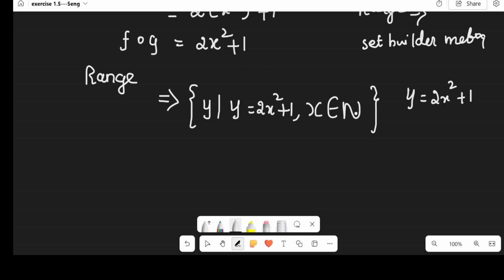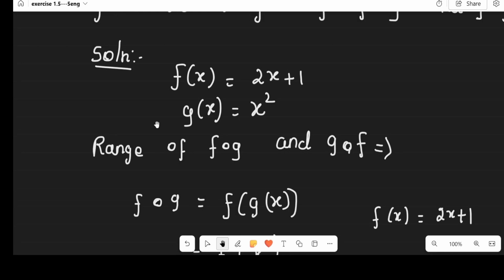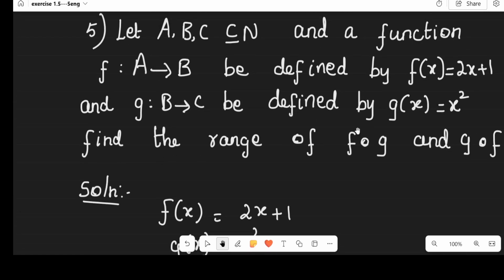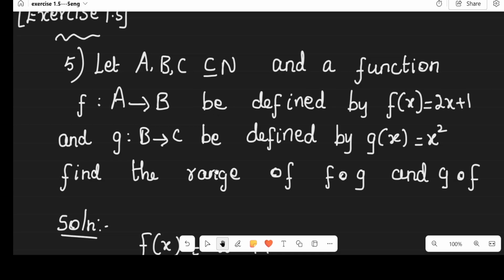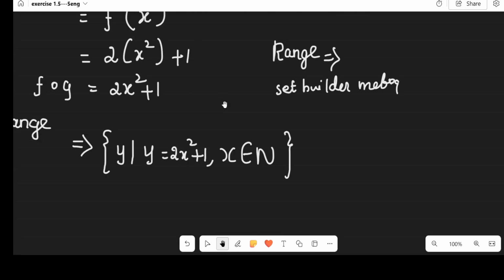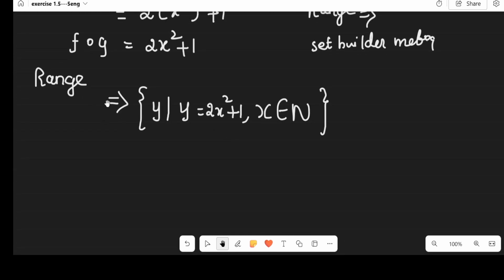N represents natural numbers, right? Natural numbers starting from 1, 2, 3, 4 and goes on. Why am I taking this belongs to N? In the question it is given A, B, C, subset of N and a function. Subset of N means it belongs to N, right? So that's why I am taking N. So this is the answer.